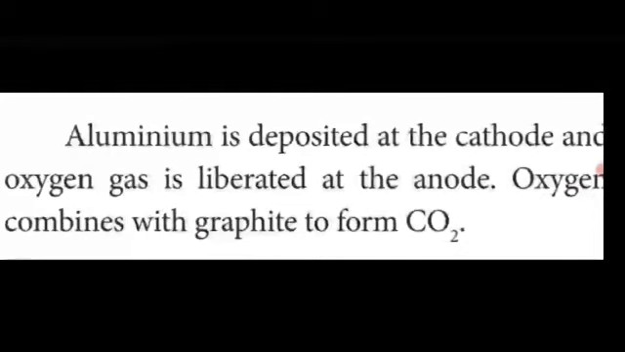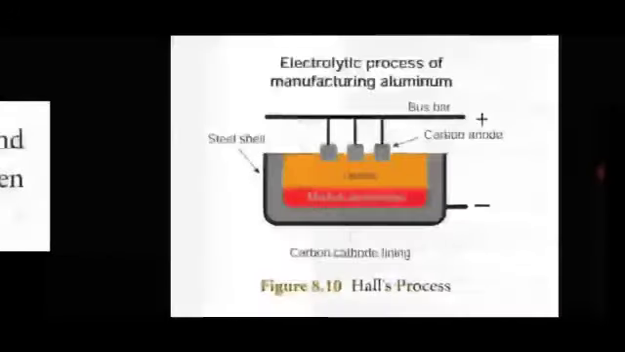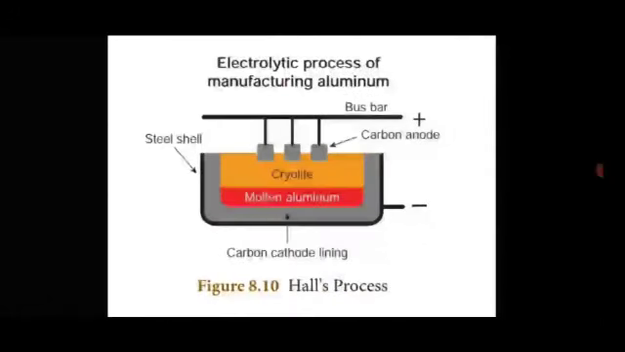Aluminium is deposited at the cathode, and oxygen gas is liberated at the anode. The oxygen gas combines with graphite. Graphite already contains carbon, and the carbon reacts with oxygen to form carbon dioxide. This is Hall's process, the second step. The first step is the Bayer process. The second step is Hall's process.